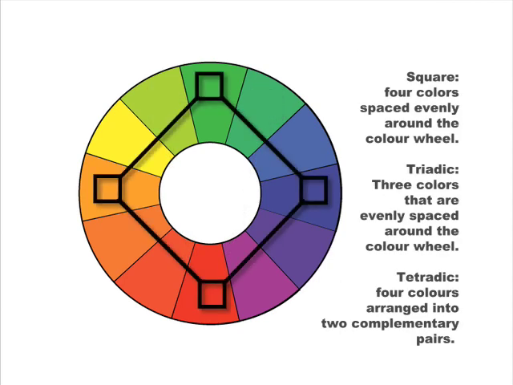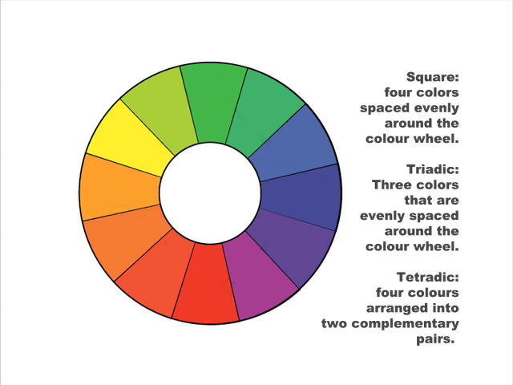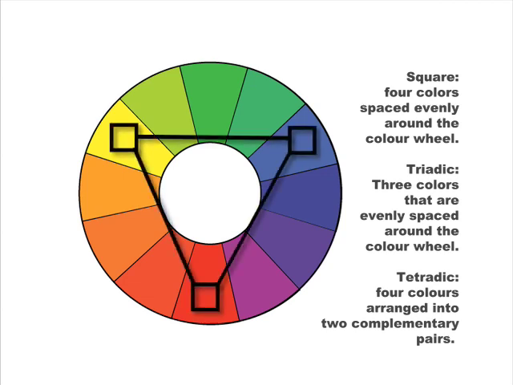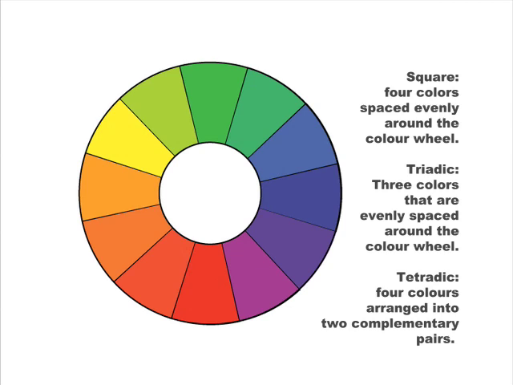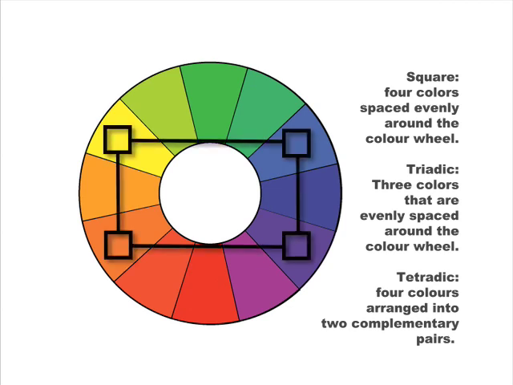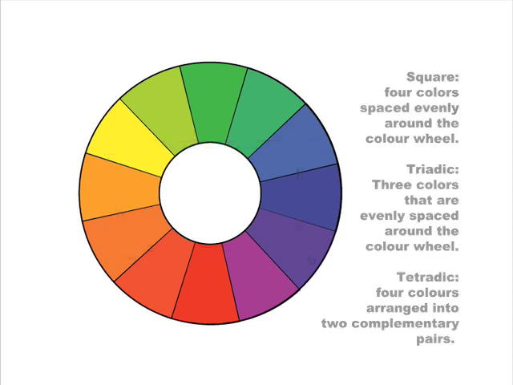Our next color scheme is a square color scheme, and it is 4 colors around the color wheel, evenly spaced. Our 5th is a triadic, which is 3 colors that are evenly spaced anywhere around the color wheel. And our 6th, which I always have a fun time trying to pronounce, is a tetradic, which is 4 colors arranged into 2 complementary pairs. And our last color scheme is a monochromatic color scheme, and this is using a single color with varying tints and tones to create the color scheme.